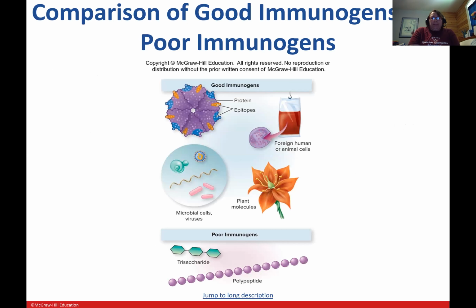Okay, so the things on the bottom are poor immunogens. Saccharides and polypeptides that are simply repeated tend not to be very good. But good ones are big proteins with lots of different epitopes on the outside of them. Blood is something that's highly immunogenic if it does not match our blood type.